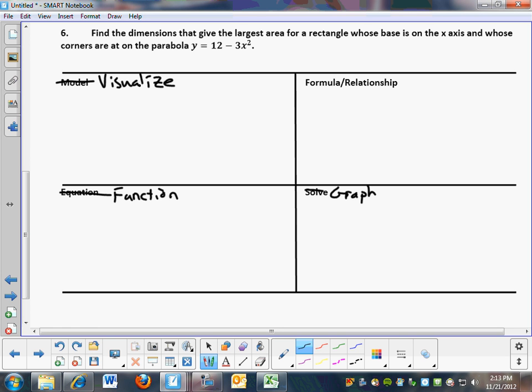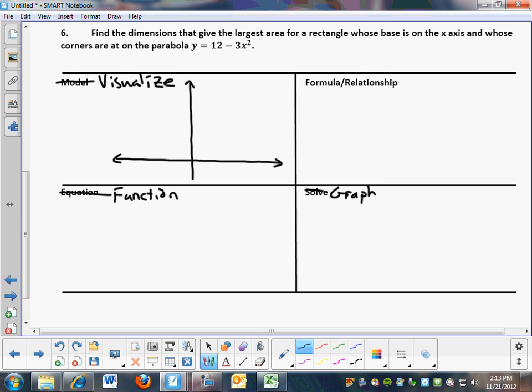It says find the dimensions that give the largest area for a rectangle whose base is on the x-axis and whose corners are on the parabola y equals 12 minus 3x squared. And this is why I start out. You must be able to draw the representation of the problem, and we draw it on the x-axis.